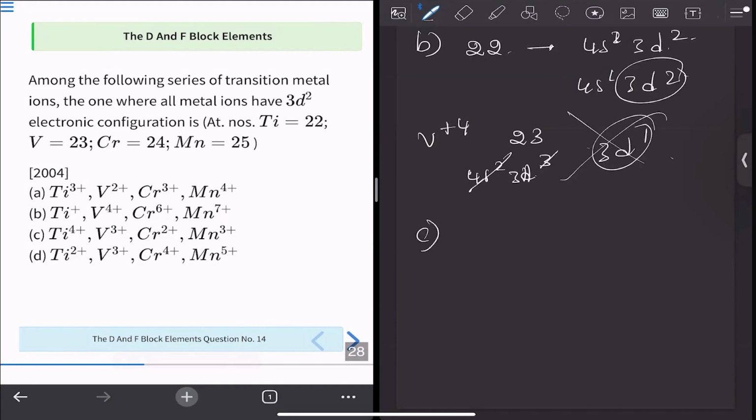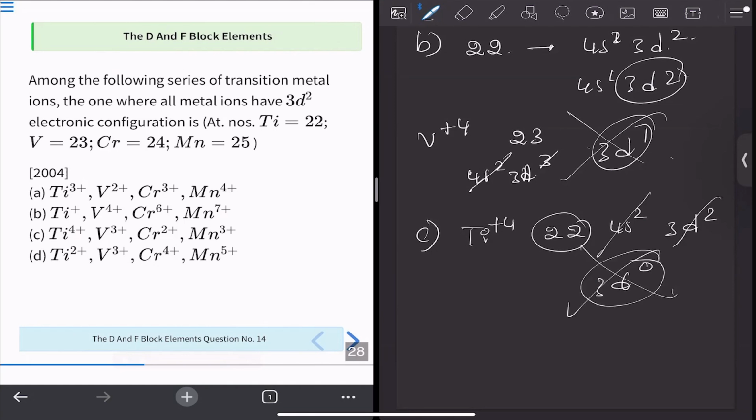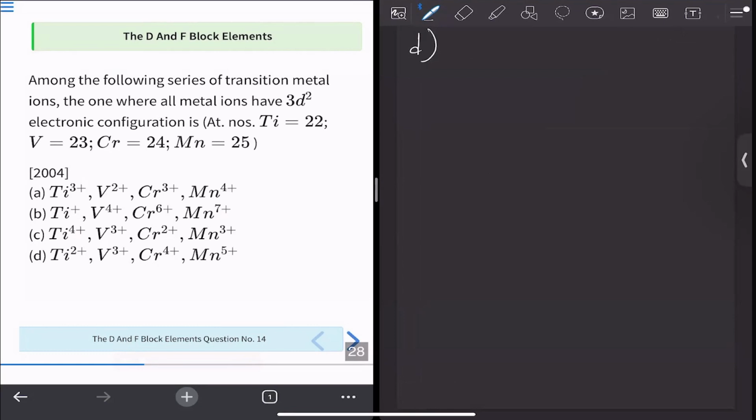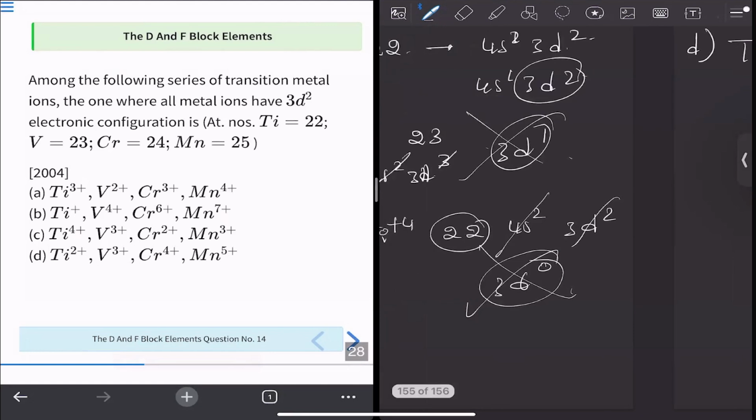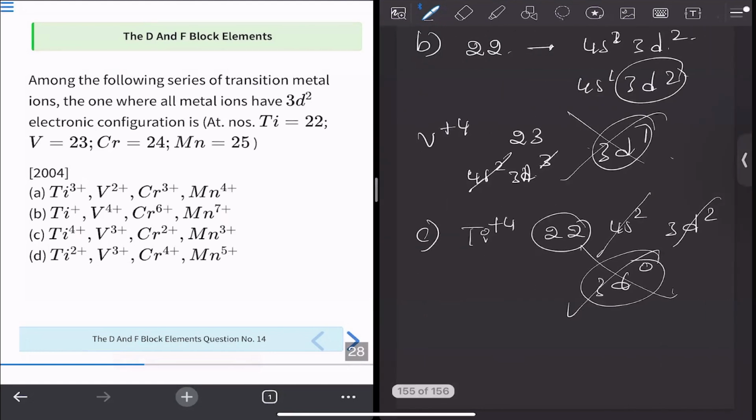In the case of option C, titanium plus 4 is given. Titanium is 22, that is 4s2 3d2, and plus 4 means 2 electrons plus 2 electrons removed. There will be a 3d0 configuration. So this is not the answer. In the case of option D, it is given titanium plus 2. Option D should be the answer. Simply, if all the three options are not the answer, then option D will be the answer.